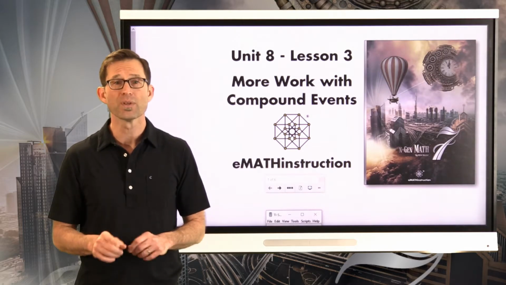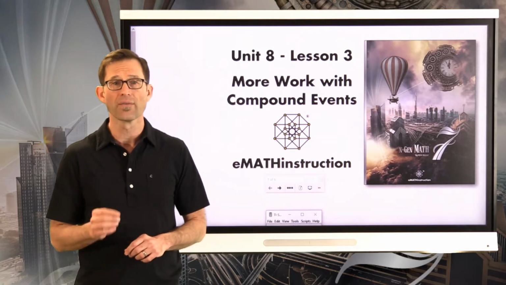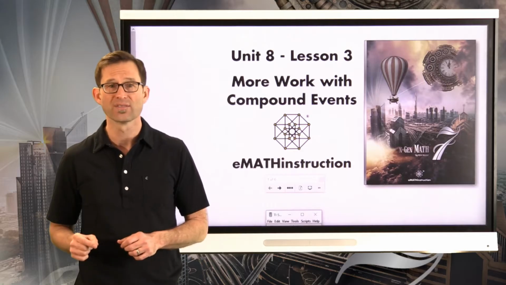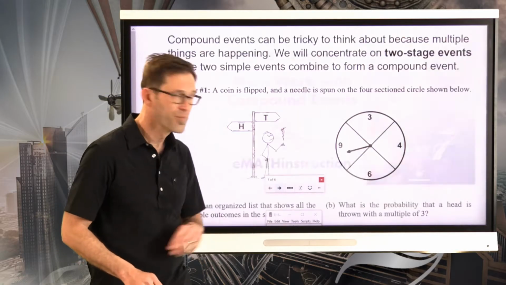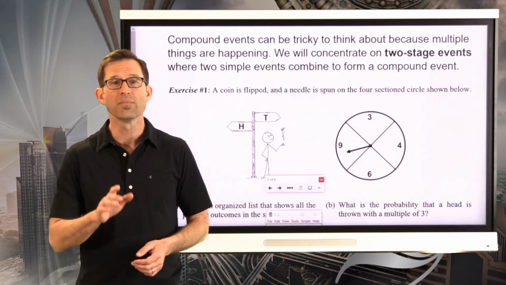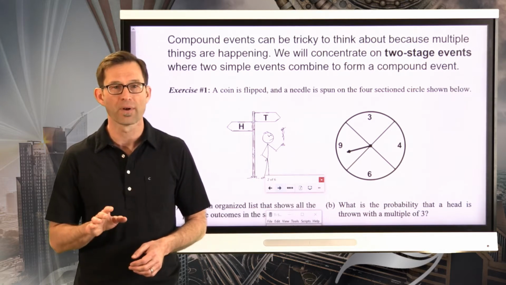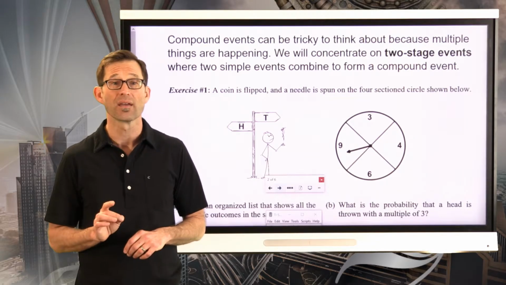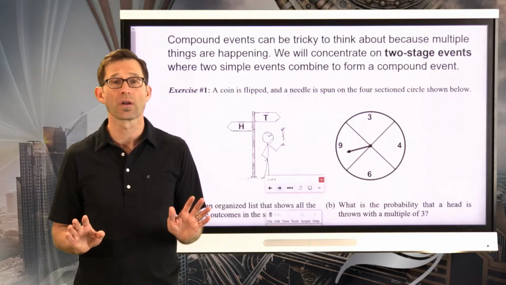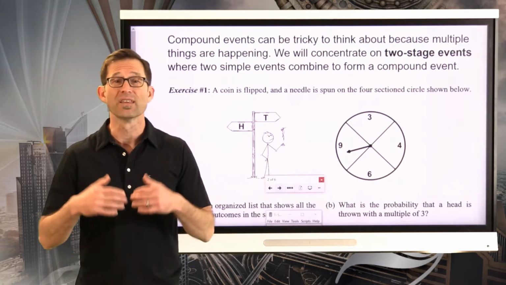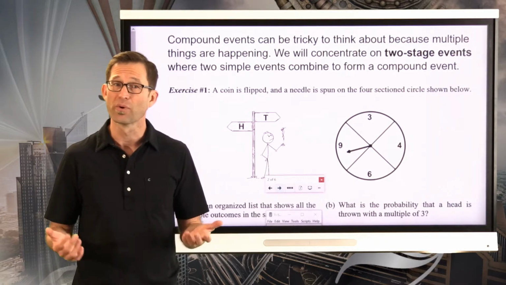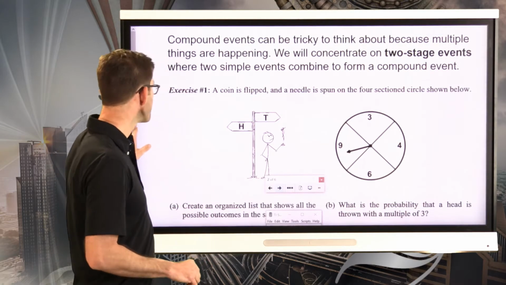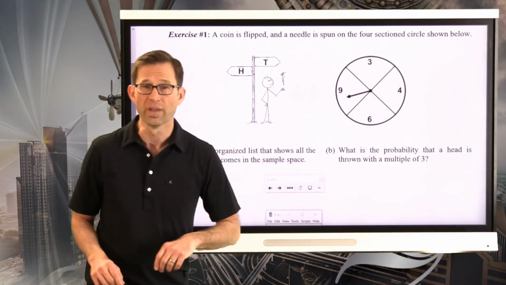Today we're going to be looking at additional ways to keep track of those equally likely outcomes and calculate probabilities for compound events. So let's get right into it. Compound events can be tricky to think about because multiple things are happening. We will concentrate on what are called two-stage events, at least at the beginning, where just 2 simple events are combined to form a compound event. Then obviously if 3 things are combined, that would be a 3-stage event, 4 things, a 4-stage event, etc.